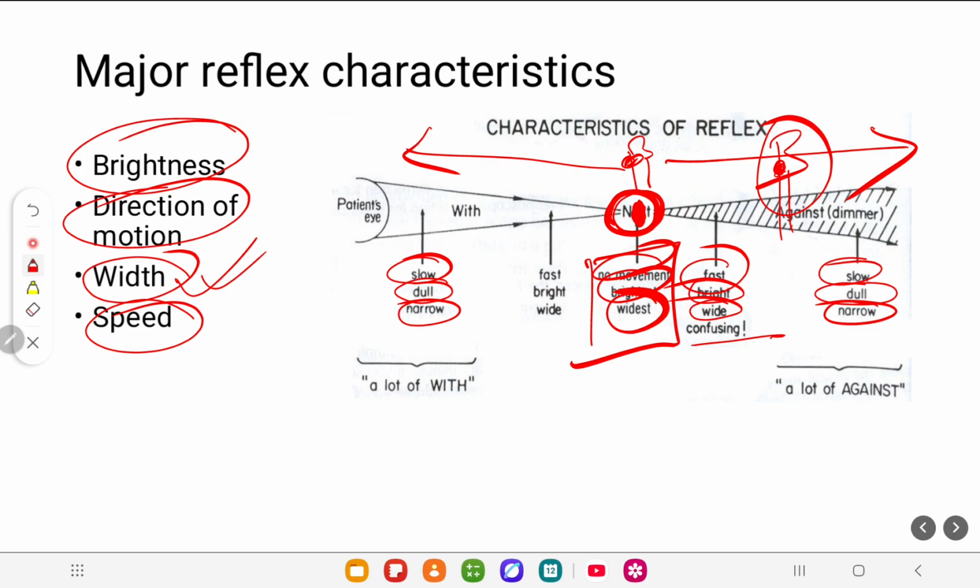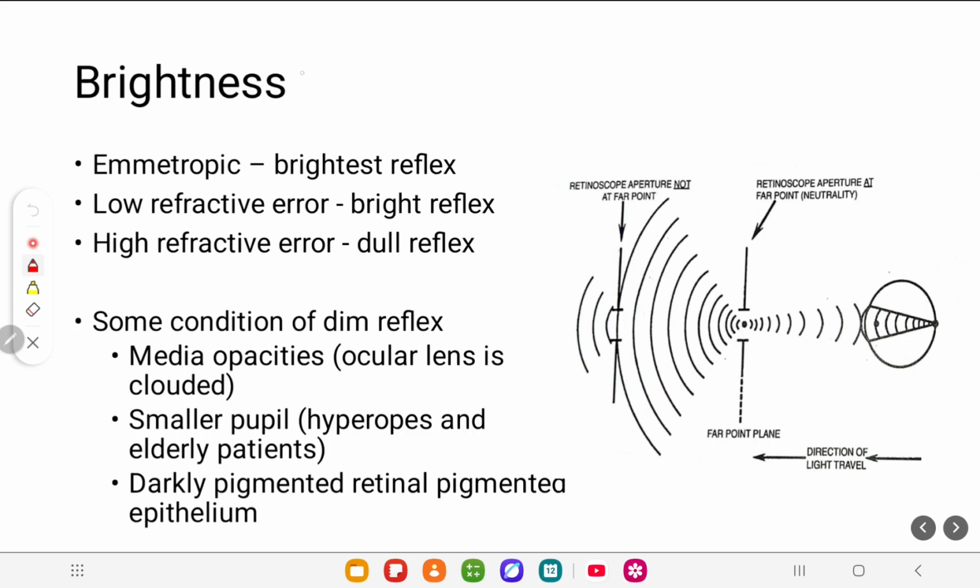In focus is here, and you place the retinoscope peephole here, it's always with. Okay, because we know Foucault's knife edge principle. Okay, fine, let's move forward. So let's talk about brightness. What do you mean by brightness?